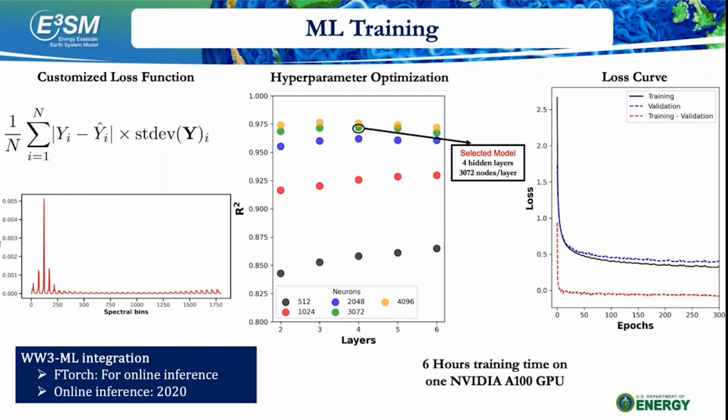And for the online inference, integrating the ML with WaveWatch, we use FTorch. And for online inference, like I mentioned earlier, we trained with the year 2010 and are using the year 2020 as the online validation. We also have offline results, but due to time, I will not be showing that.